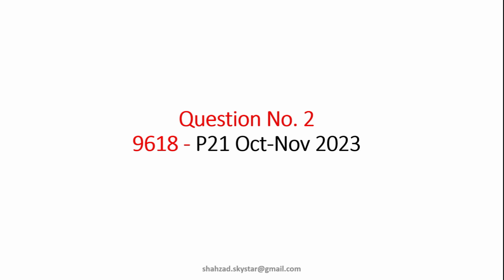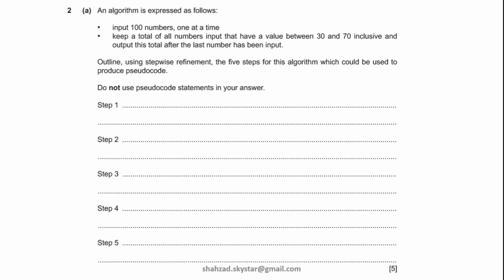This is question number 2. In question number 2, an algorithm is expressed as follows. Input 100 numbers, one at a time. Keep a total of all numbers input that have a value between 30 and 100 inclusive. Mean 30 and 70 should be included. And output this total after the last number has been input.